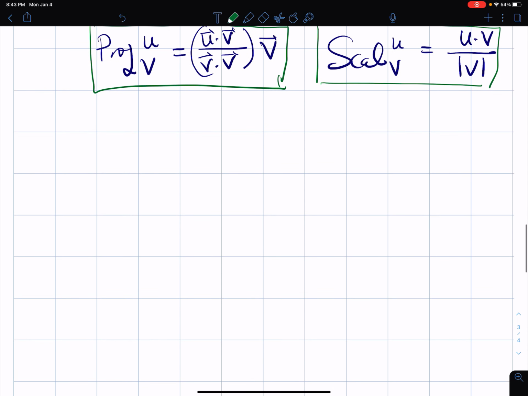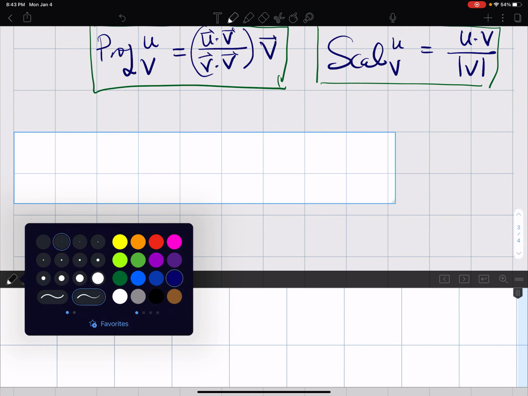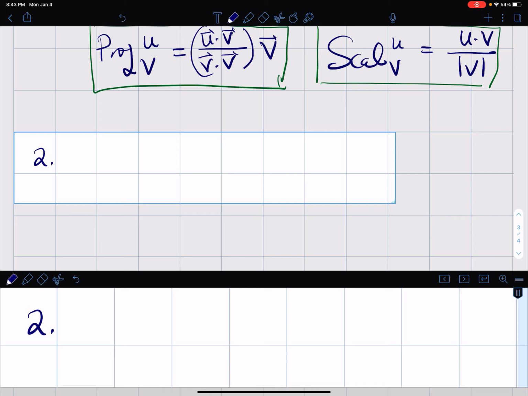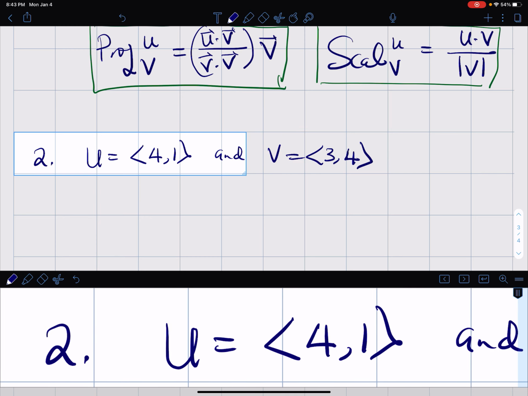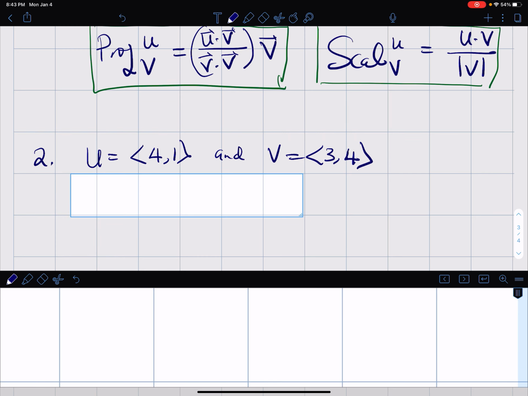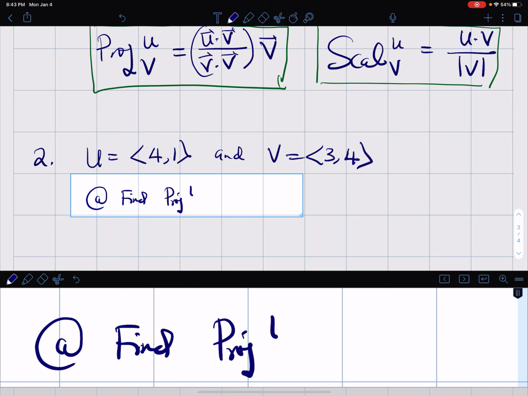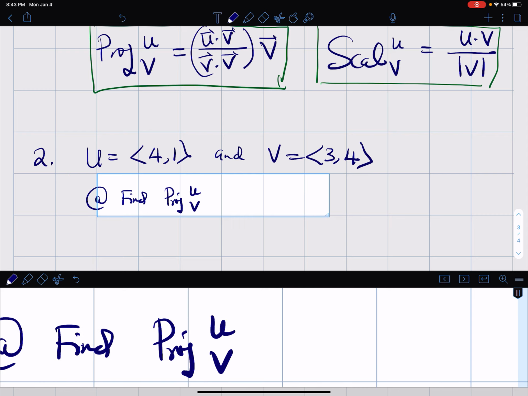Let's call it example 2. Let U be (4, 1) and V be (3, 4). Mind you, we are kind of going back to vectors in a plane, which is fine. Let's find a projection of U onto V.